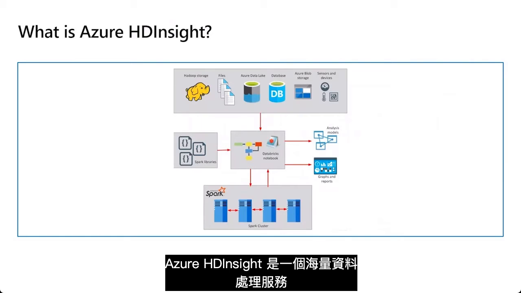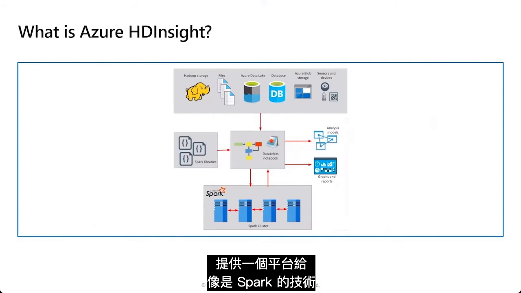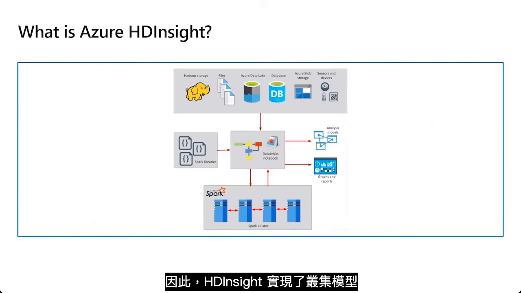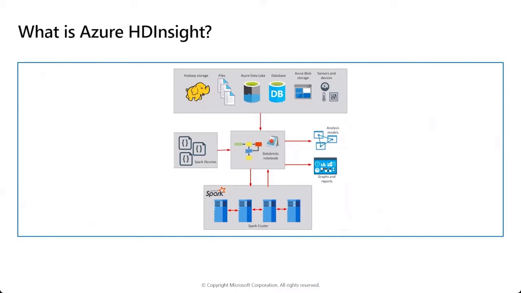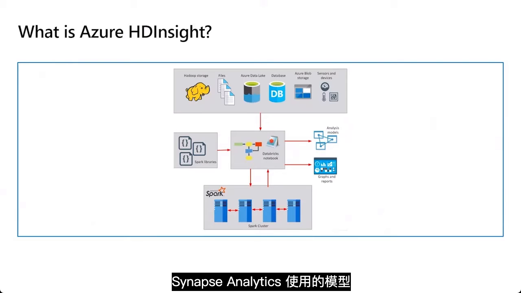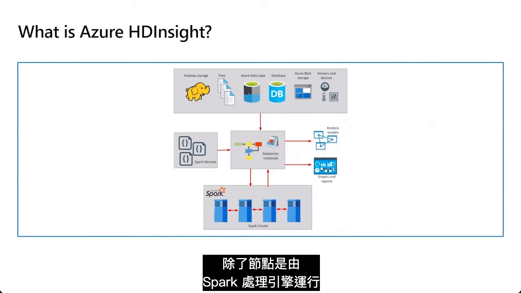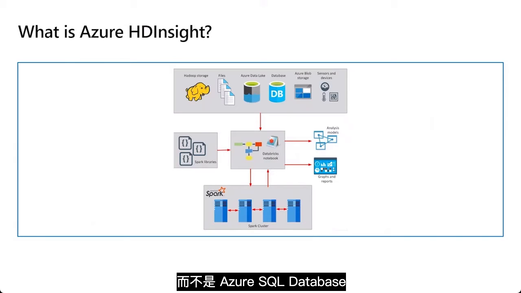So Azure HD Insight is a big data processing service that provides a platform for technologies such as Spark in an Azure environment. HD Insight implements a cluster model that distributes processing across a set of computers. This model is similar to the one used by Synapse Analytics, except the nodes are running the Spark processing engine rather than Azure SQL Database. So you can use Azure HD Insight in conjunction with Azure Synapse Analytics.